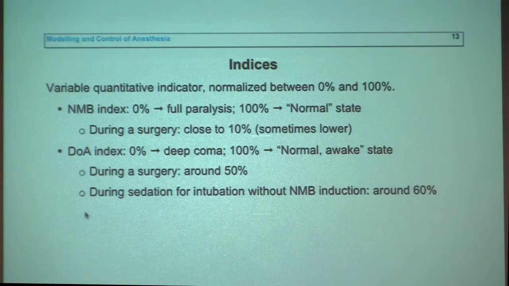We use normalized indexes. How can you measure your neuromuscular blockade? Or can you measure your degree of unconsciousness? You use an index. 0% in NMB is fully paralyzed. I cannot move. 100% is the state in which I'm here, moving a lot. In the same way, for depth of anesthesia, 0 is deep coma and 100 is normal wake state. At the end of this talk, you will be about 80%. I'm going to make you all sleep.